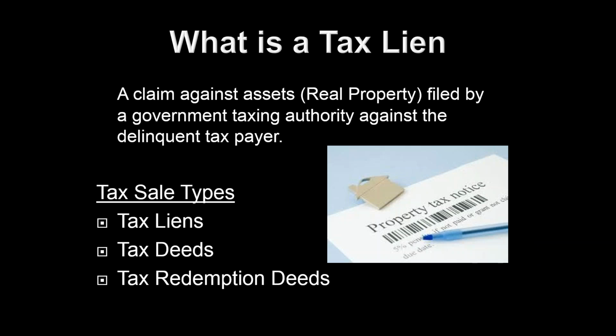Now, as far as a tax lien certificate, a tax lien is a claim against an asset filed by a government taxing authority against a delinquent taxpayer. So tax lien certificates, particularly property tax lien certificates, are against real property. So we're talking about real estate here. Now, there are really three types of tax sales. There are tax lien sales, tax deed sales, and redemption deed sales.